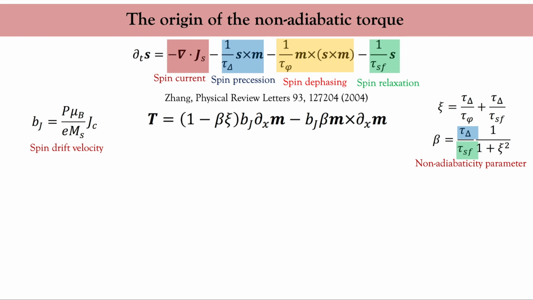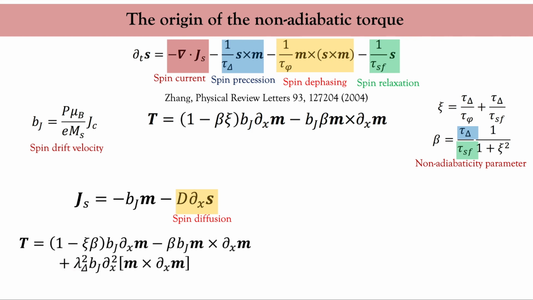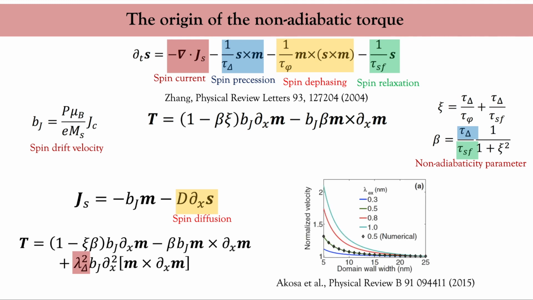If I want to be complete, I should in fact take spin diffusion into account, and the spin current should look like that, where the second term accounts for the fact that electrons diffuse across the wall, introducing non-locality. The revised expression for this torque is here, where the third term is proportional to the square of the spin dephasing length. This means that narrow domain walls will experience enhanced non-adiabatic torque even if the spin mistracking is too small. In fact, the non-adiabatic torque decreases quadratically with the domain wall width.